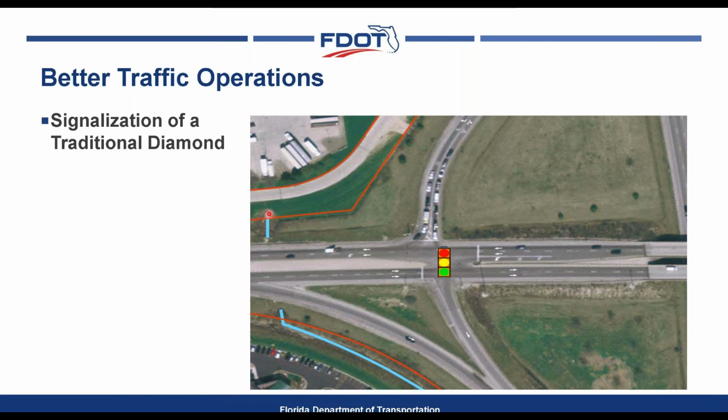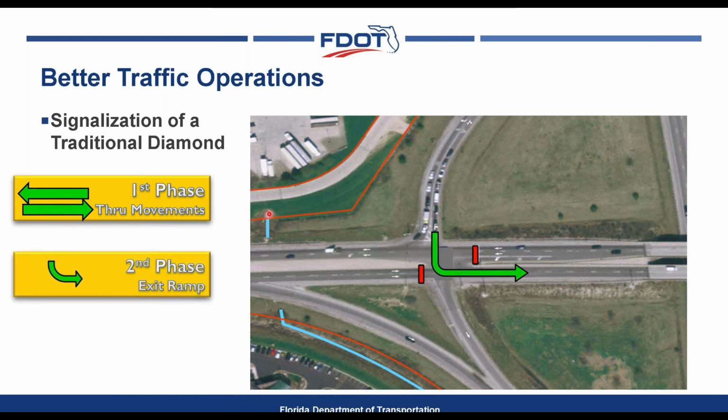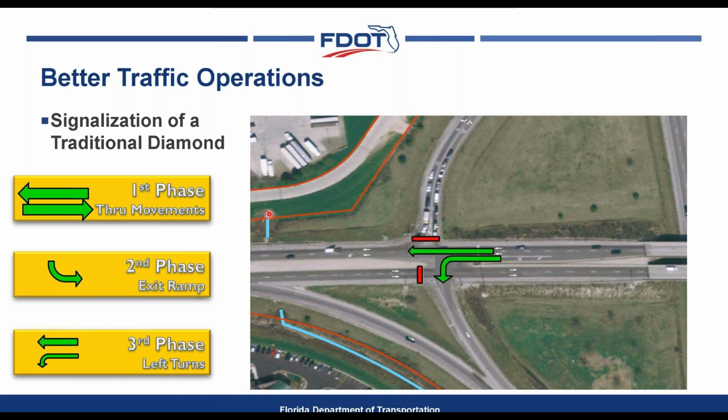So now let's look at the signal phasing for a traditional diamond interchange. In phase one, the through movements for the cross street may have a green. The second phase may serve the exit ramp volume. And then finally, a third phase at the signal would be for the left turn movement to the entrance ramp.